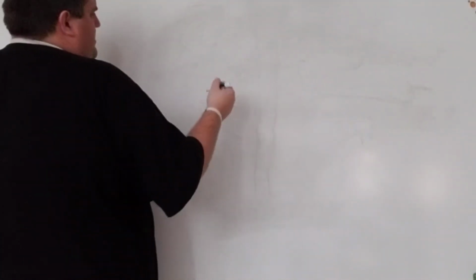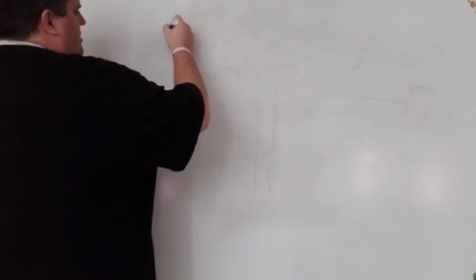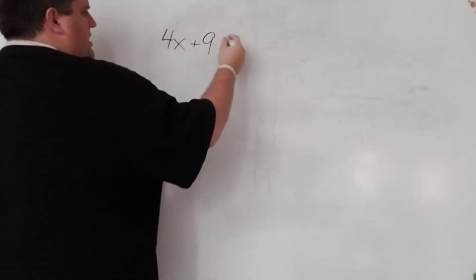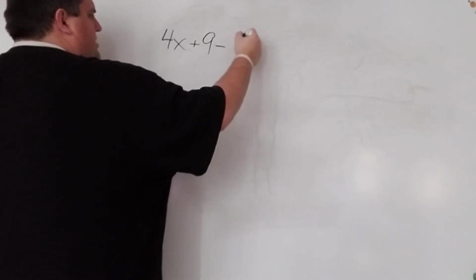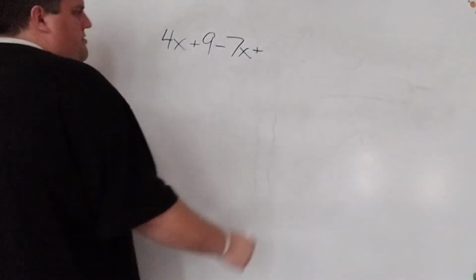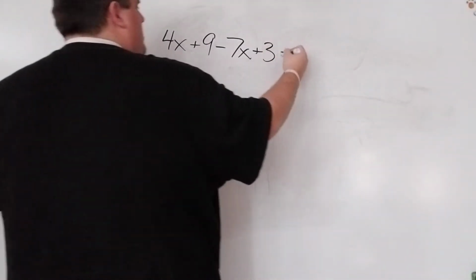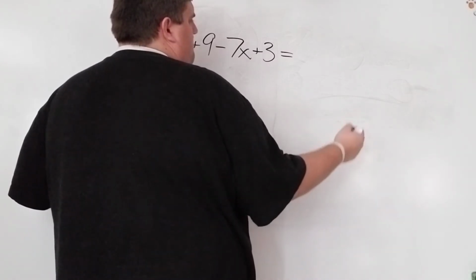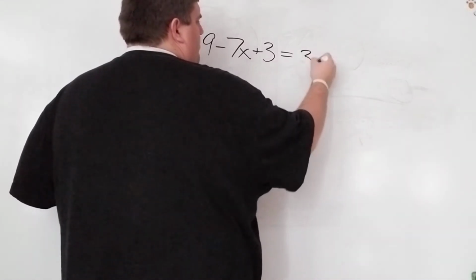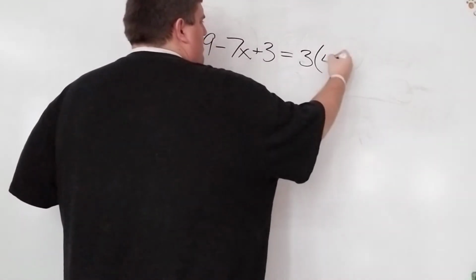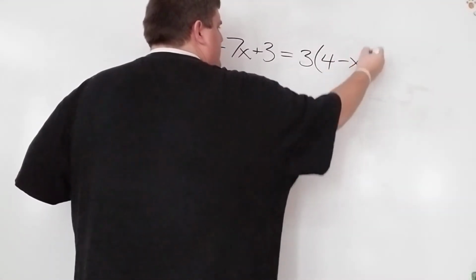The other special case is going to look like this. Let's say I have 4x plus 9 minus 7x plus 3 equals 3 times the quantity 4 minus x.